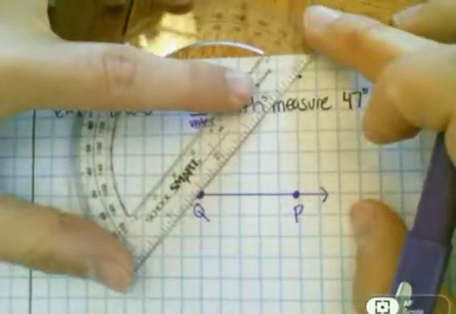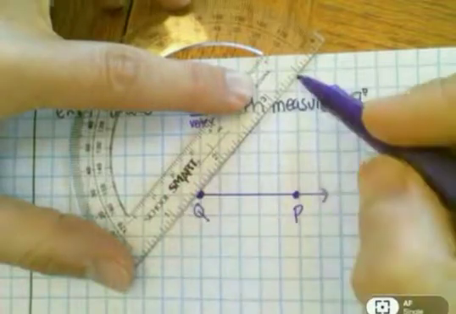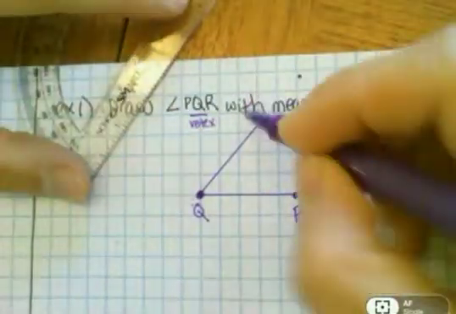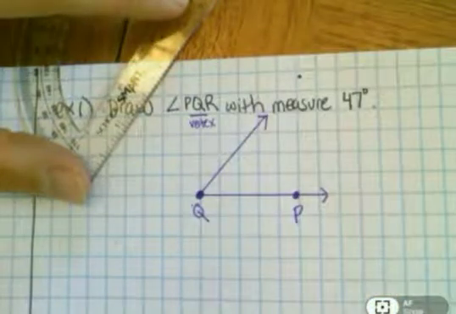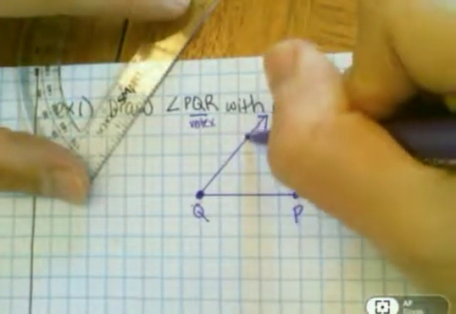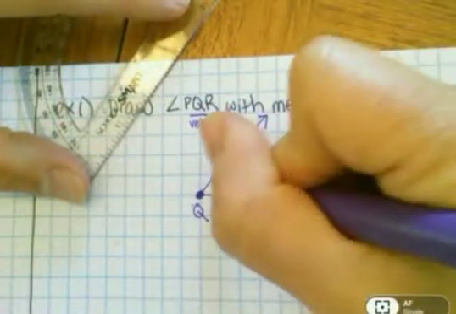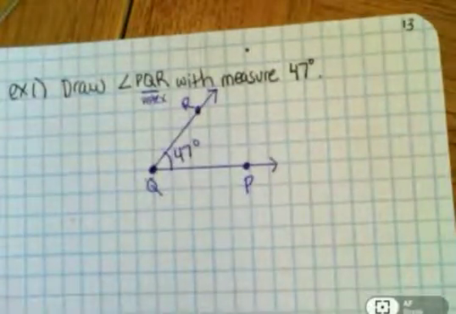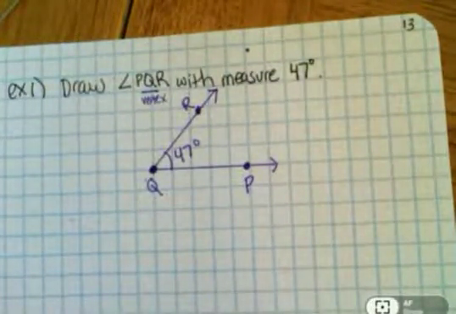And as long as you line a straight edge up, you don't have to go all the way out to that dot. You can just go to a spot that's convenient and put an arrow. And then that's P, Q, and so this is going to be R. And we'll go ahead and say this is 47 degrees. And we're going to write a statement here to say that this angle is 47 degrees.